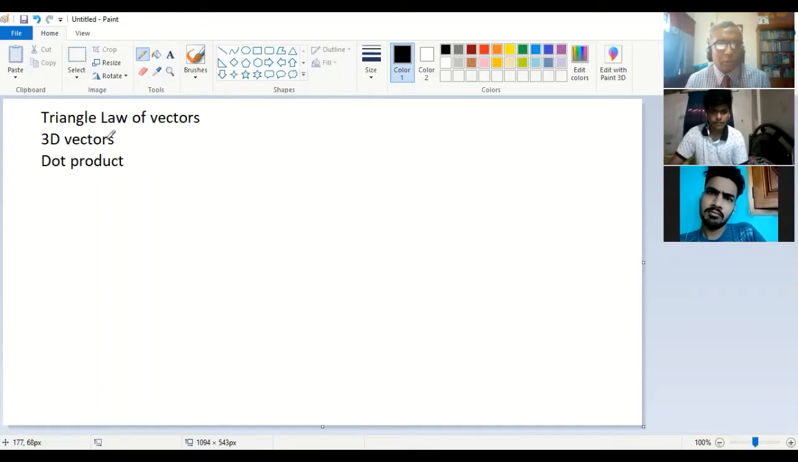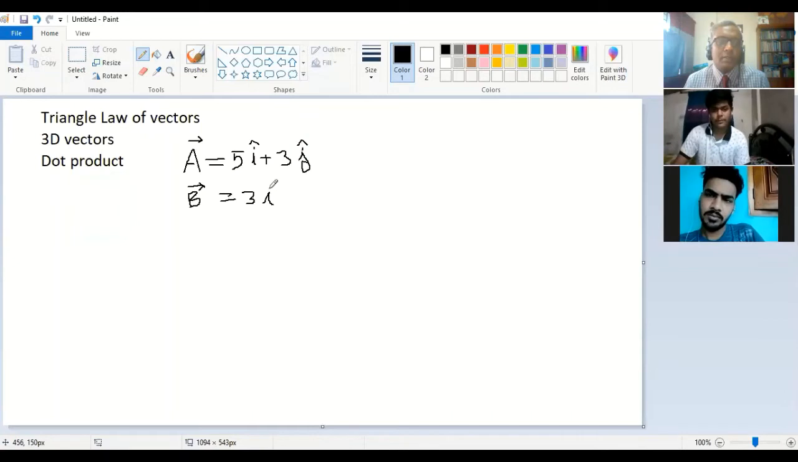So the first thing we will discuss is called the triangle law of vectors. So let us have two example vectors. One is A, any vector I can take, say 5i plus 3j. This is one vector, it is called A. And I will take another vector B, say it is 3i minus 2j.